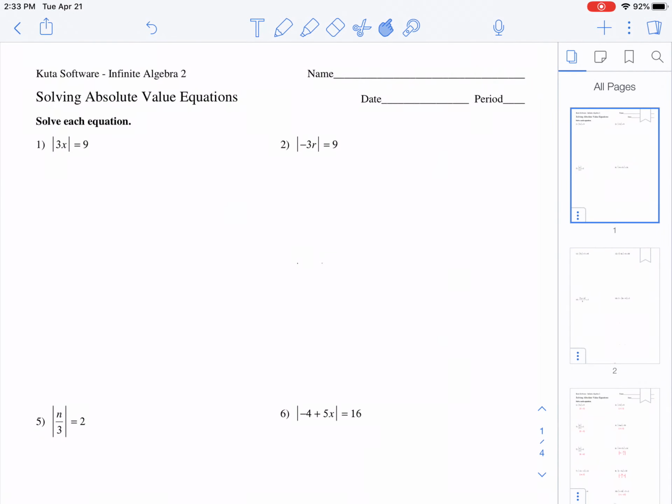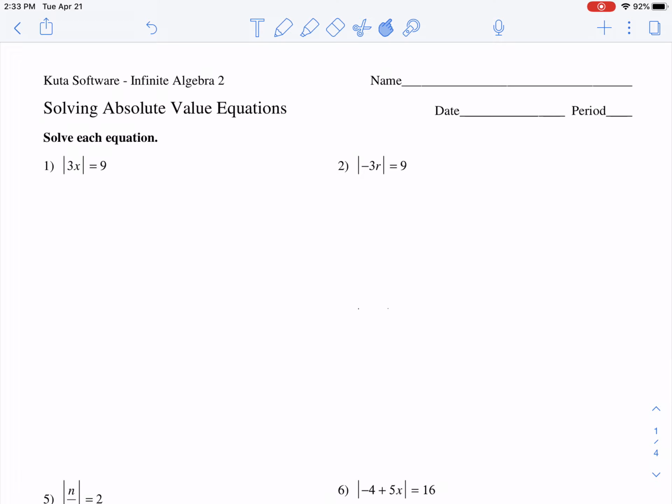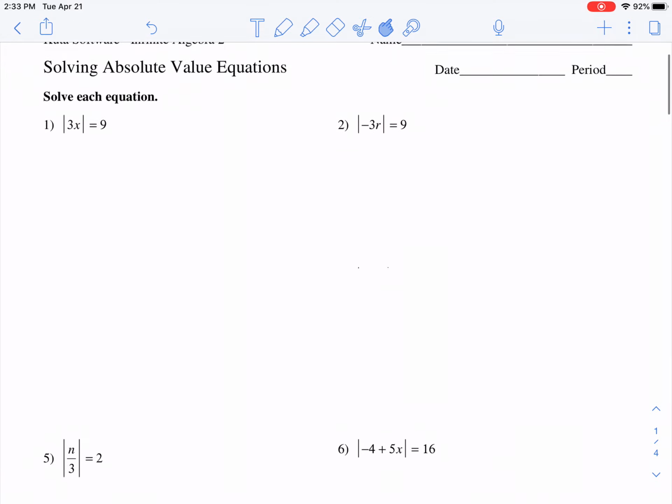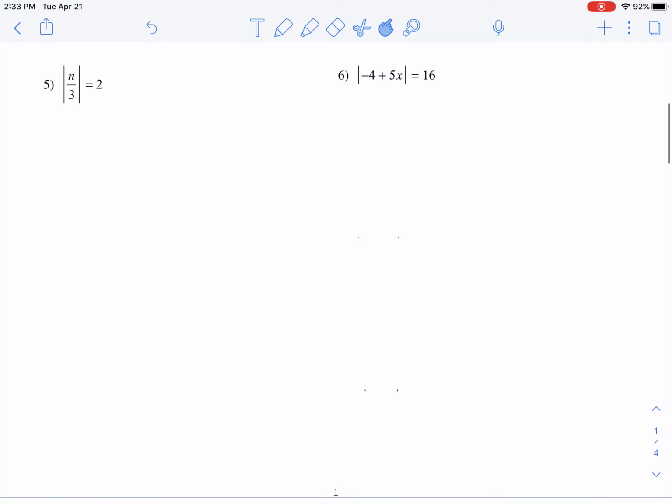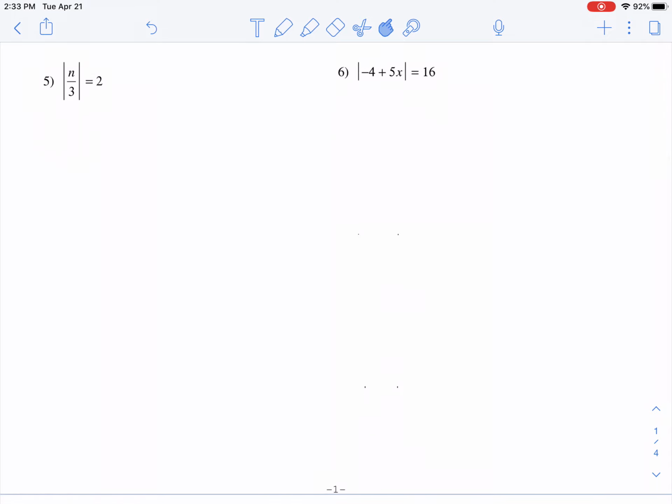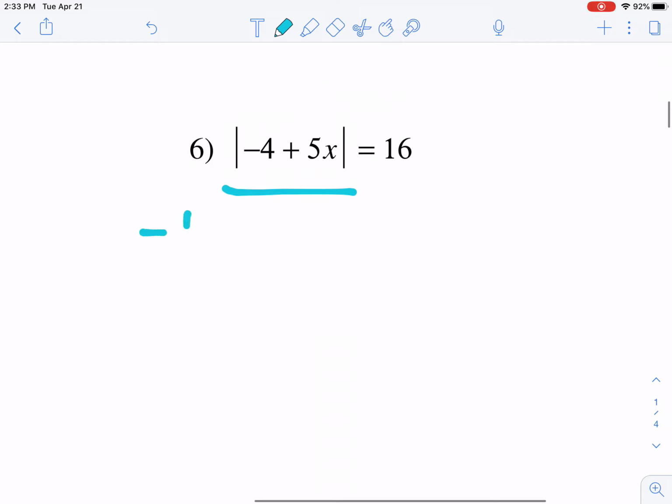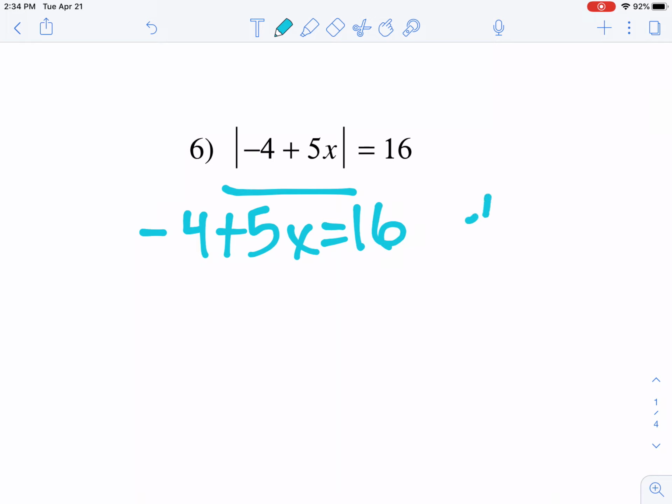All right, we're going to review solving absolute value equations. I'm going to skip the first two because I think they're pretty easy. I'm going to go down to number 6. If you remember, when we're solving these, they have two solutions. Everything that's in the absolute value is equal to positive 16 and negative 16. So we have negative 4 plus 5x equals positive 16, and negative 4 plus 5x equals negative 16.